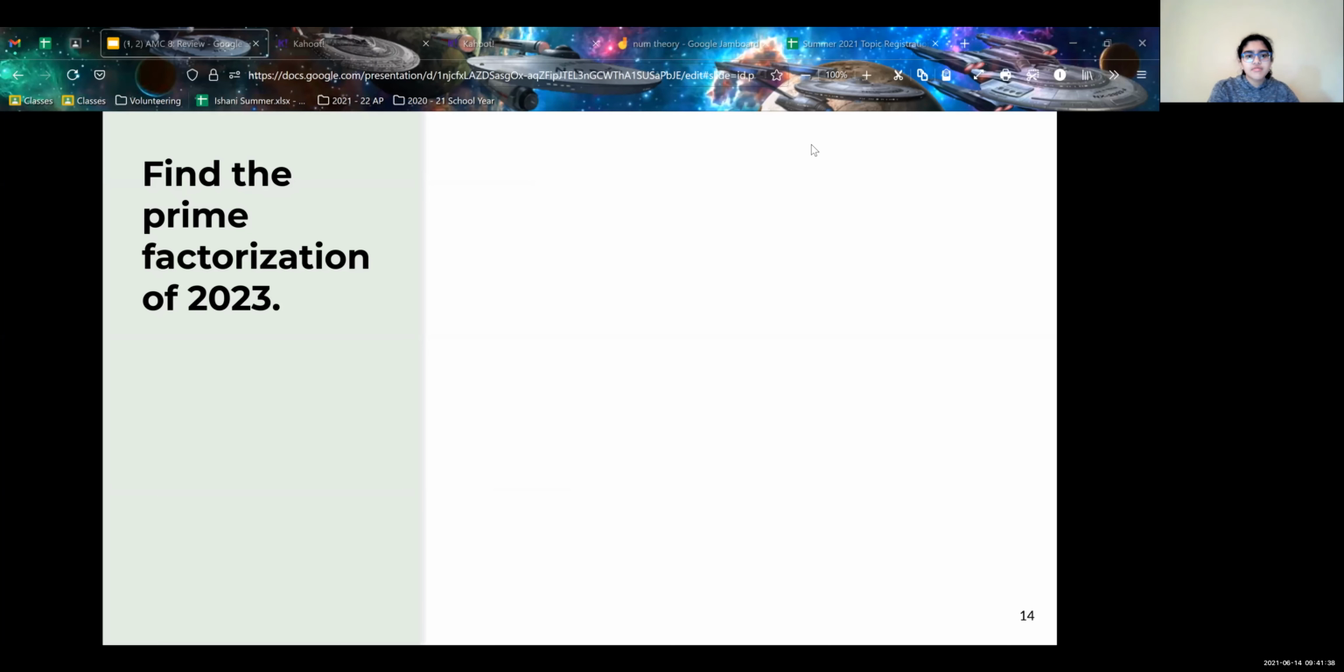Okay, now find the prime factorization of 2023. Again, 2023 is not a prime number, so there will be some bigger primes. Type your answer in the chat again.